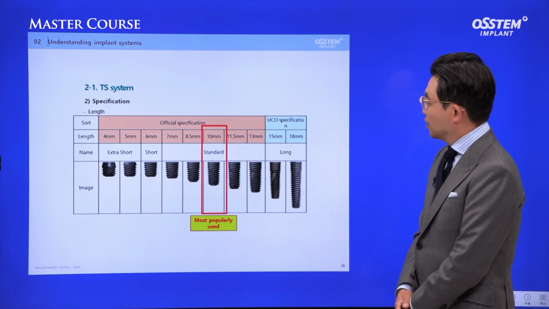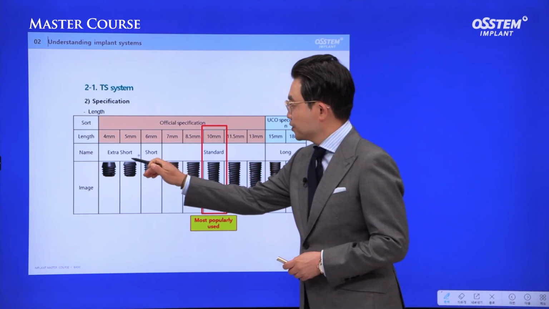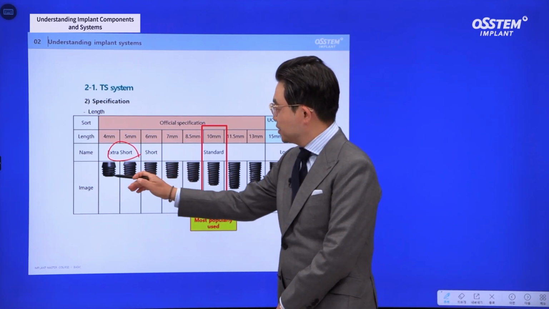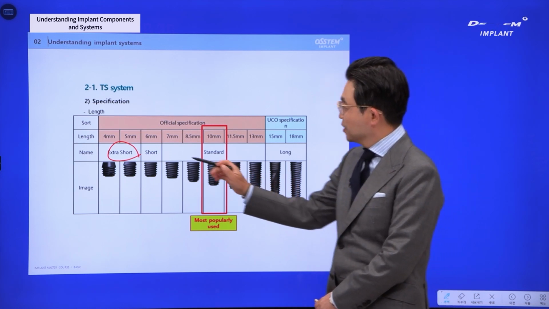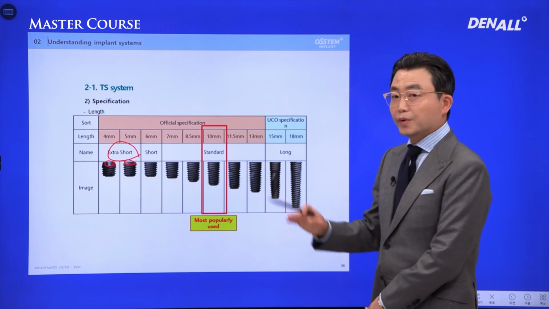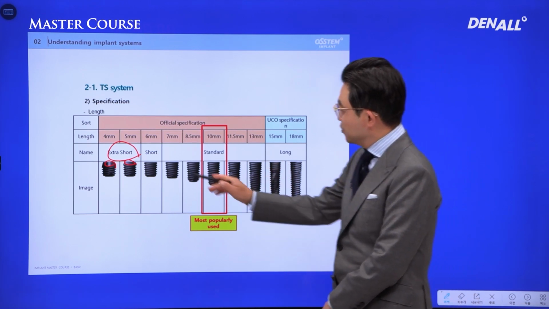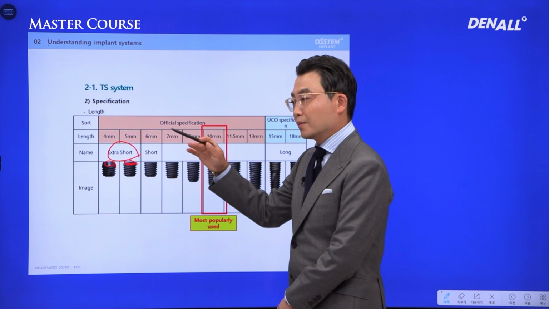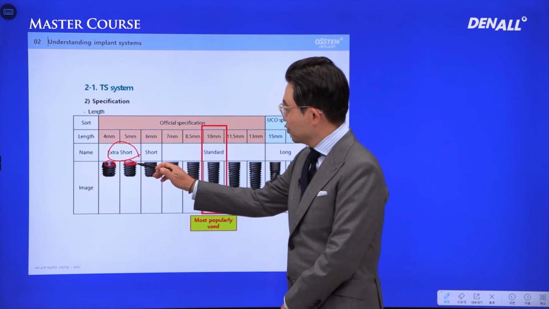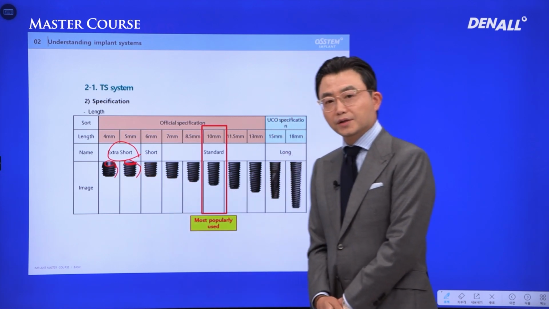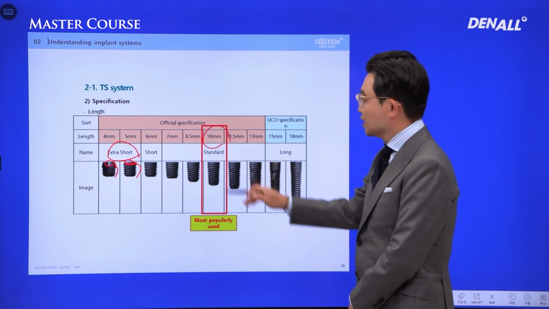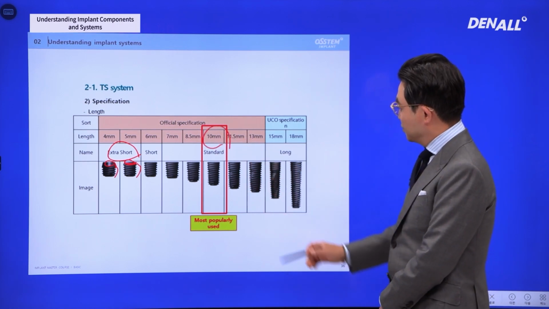In terms of length, more recently, extra short has also become available. From 4 to 6, the actual lengths are the same, but for 1-2 millimeters the surface treatments are different. So this area can be above bone level. So in reality, 5 and 4 millimeter placements are possible. In case of 10 millimeter implants, this is the most popular one, and generally up to 13 millimeters are available on the market.